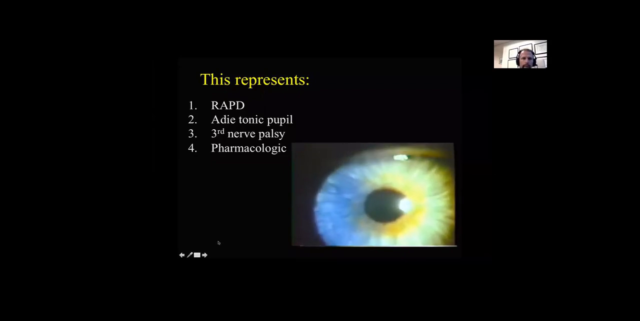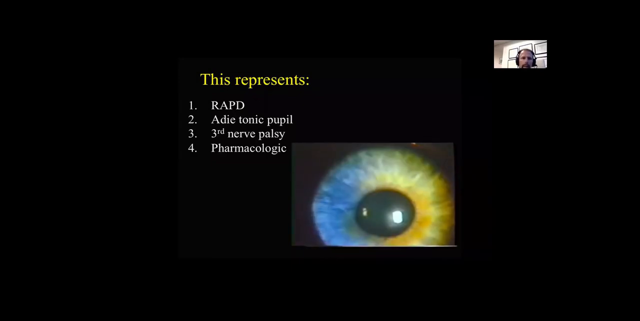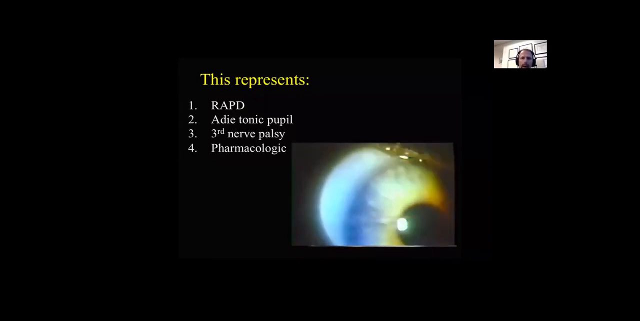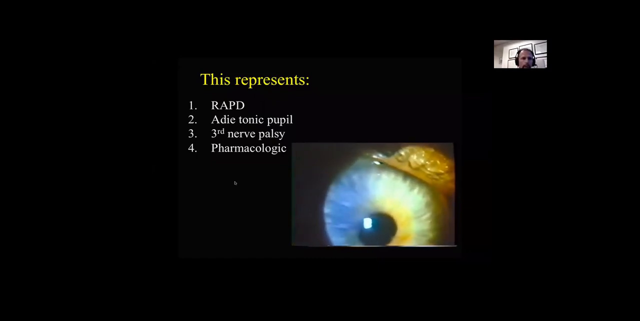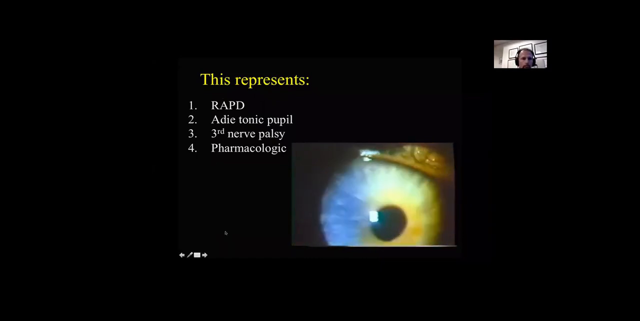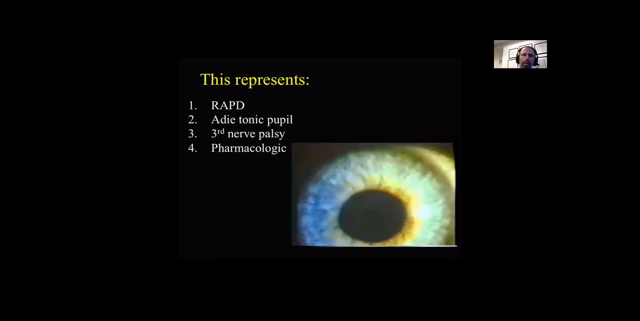And I have people voting, doing a pretty good job, got more than half. We'll give you another 10 seconds. 9, 8, 7, 6, 5, 4, 3, 2, 1. Okay, I'm going to close the poll and share the results. Okay, so very good. Most of you, 84%, got the correct answer, which is the Adie tonic pupil.